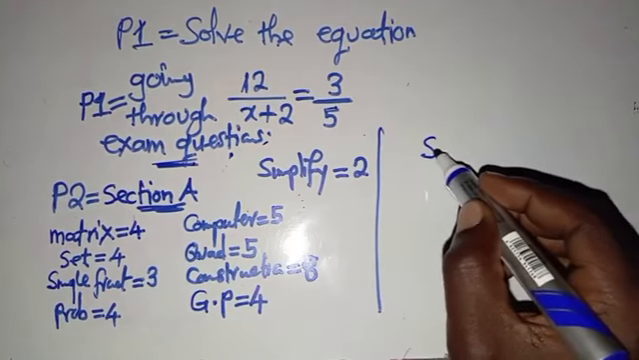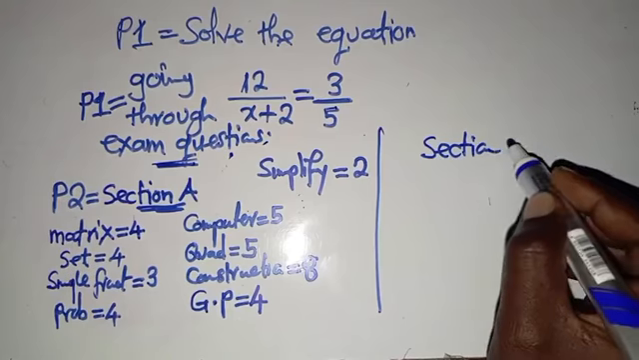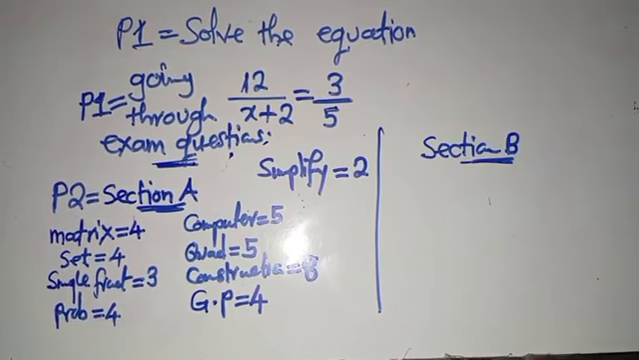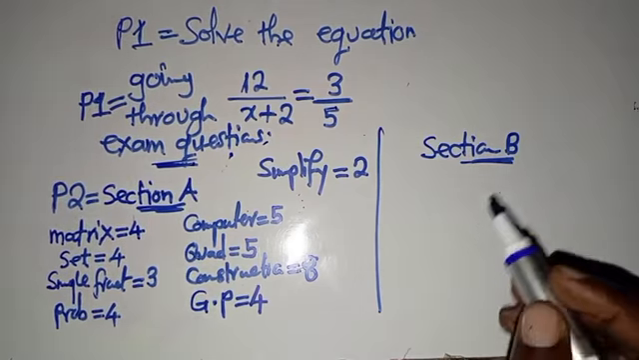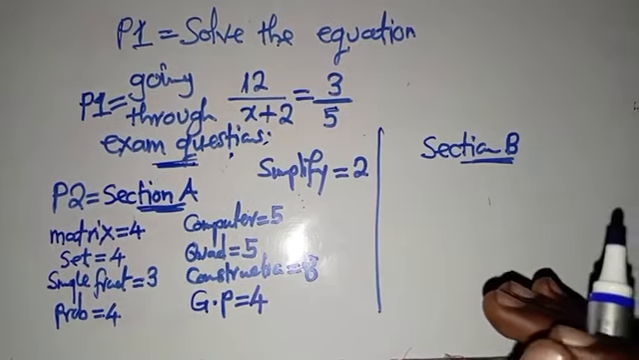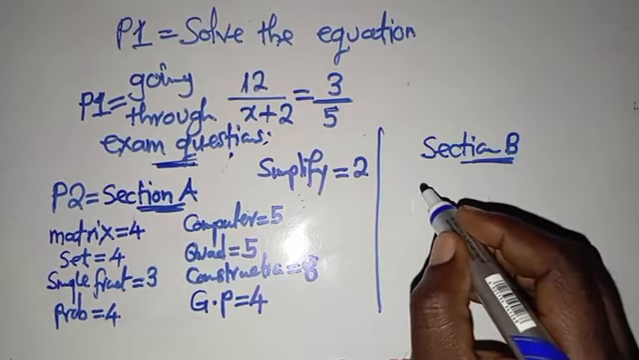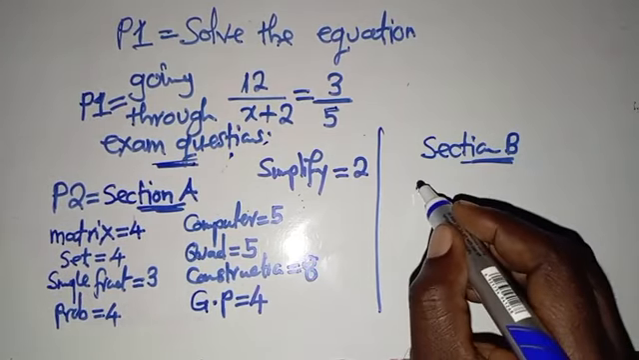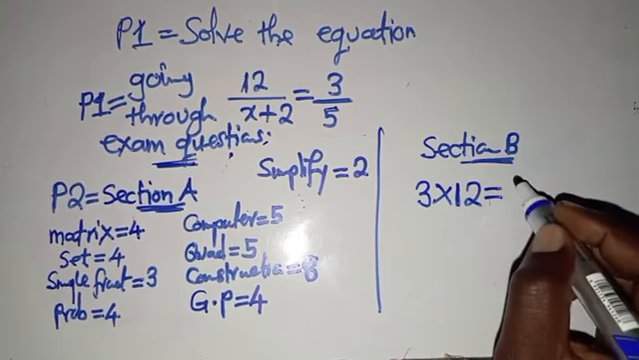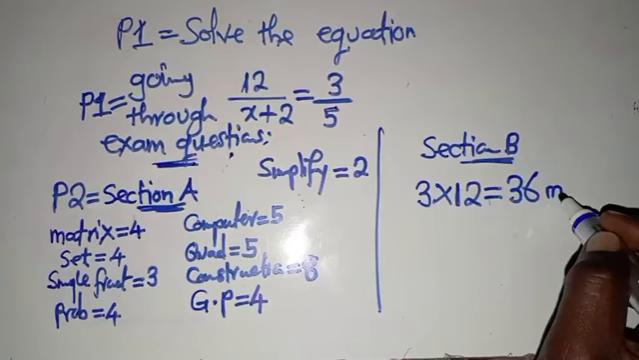We go to section B. You say, sir, I know myself, I can't manage to answer all the 4 questions, looking at time. So what you do is tell yourself, okay, I'll answer 3, and I'll make sure that I get everything correct in these 3 questions. Each question carries 12 marks, so that is 3 times 12. What is the total marks there? That is 36. So you get 36.